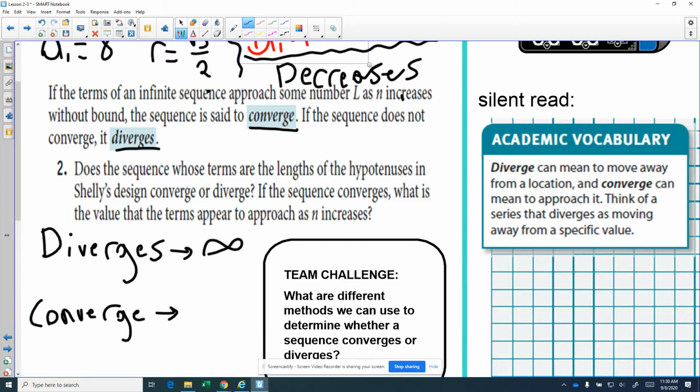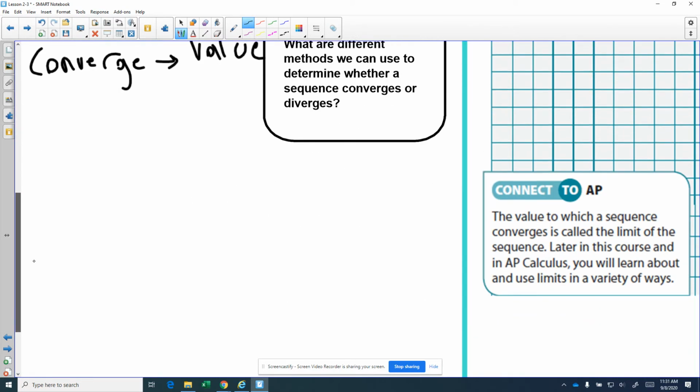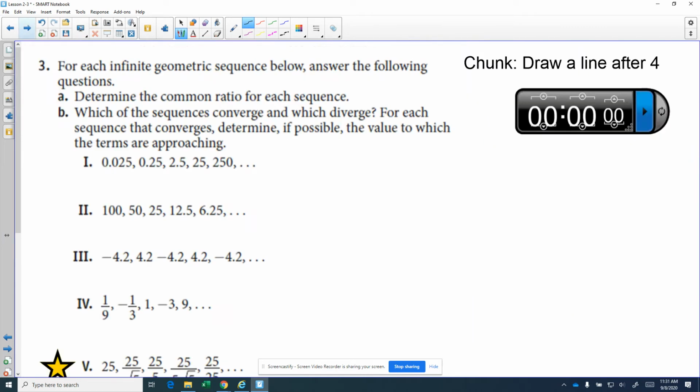A sequence that converges, however, does not do that. It's not going to keep going into infinity. It's going to settle at a specific value. A convergent sequence has a value that goes with it. So let's look at different sequences and try to tell which one does which. For number 3 here, for each infinite geometric sequence below, determine the common ratio for each sequence, and then determine whether it converges or diverges.